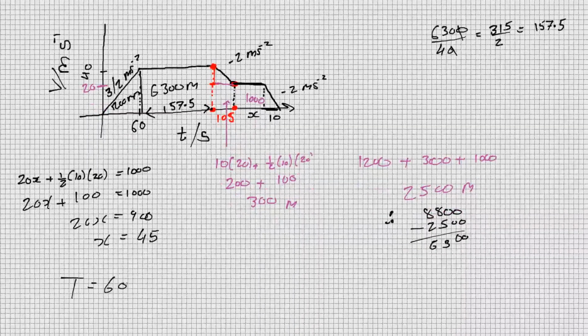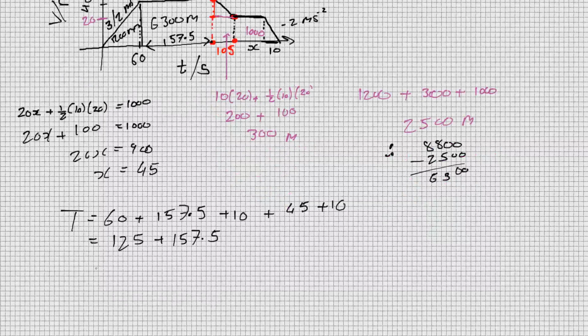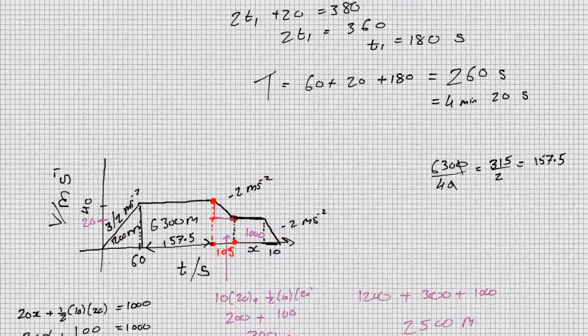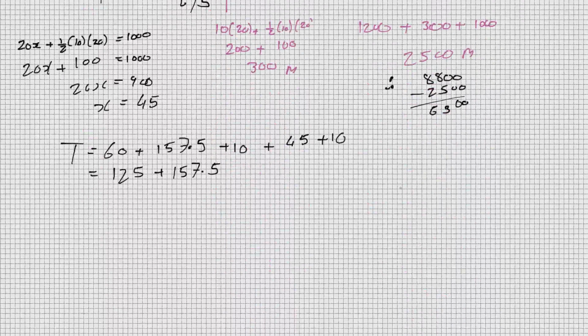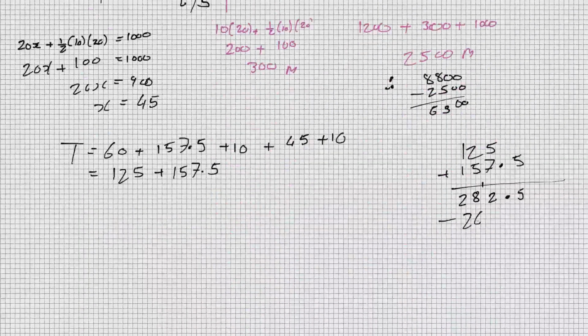So the total time now is 60 plus 157.5 plus 10 plus 45 plus 10. So 45, 55, 65, and 60 is 125 plus 157.5. So 125 and 125 is 250, 277.5. Is that right in my head? 277.5. Must have added it up wrong. Let's just do this on the side carefully. 125 plus 157.5. So that's 0.5, that's a 12, 5, 6, 7, 8, and that's a 2. And then I'll have to minus the answer I got earlier, which is 260. This is looking promising. Minus 260. And that leaves me with 22.5 seconds.